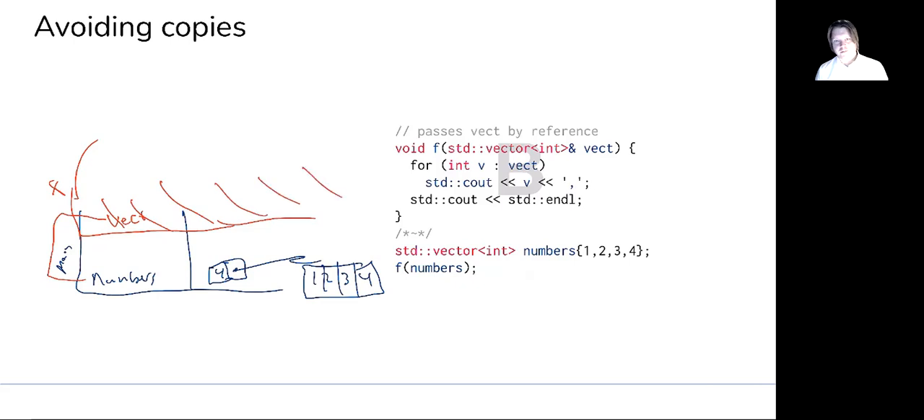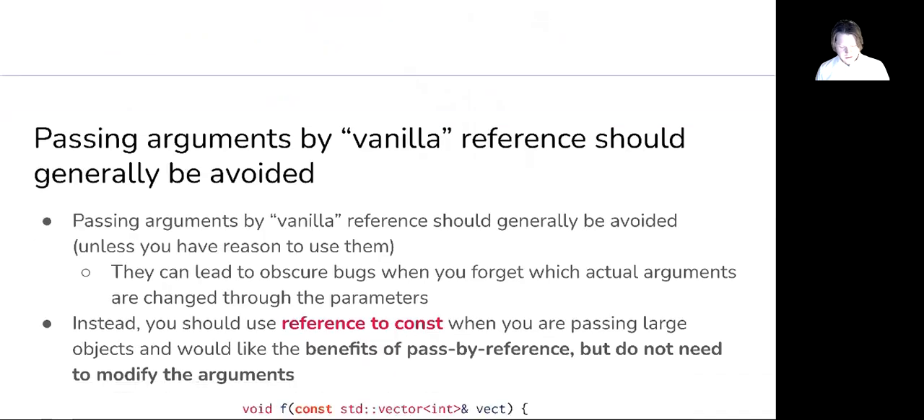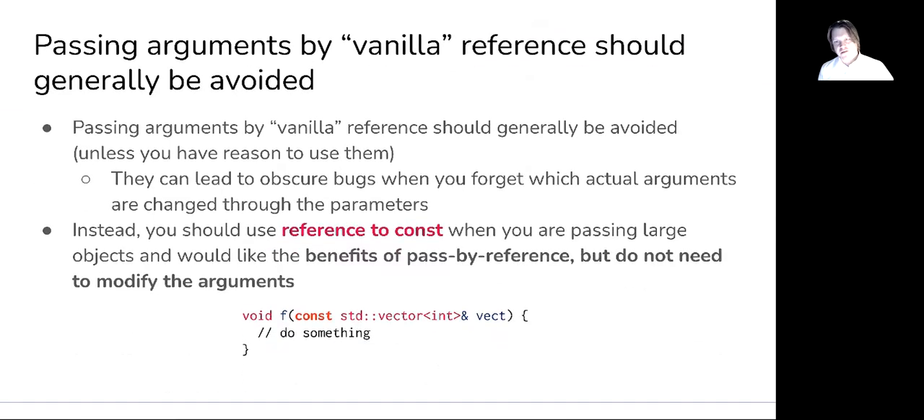Notice here, no copy was made, and in this case, we completely avoided the unnecessary copy by passing by reference. The copy was just simply unnecessary. So why even go through the hassle of creating one? So passing arguments by this vanilla reference should generally be avoided though. And I'll show you why here in a second.